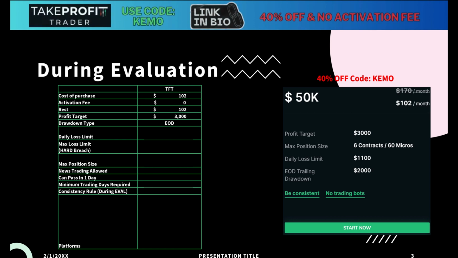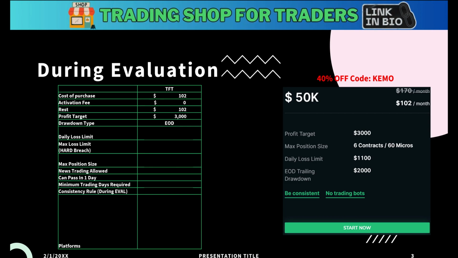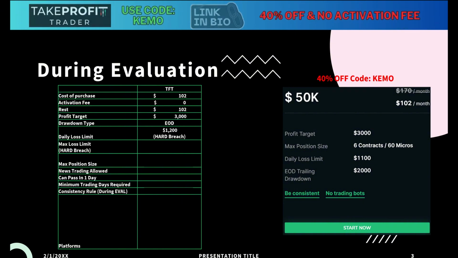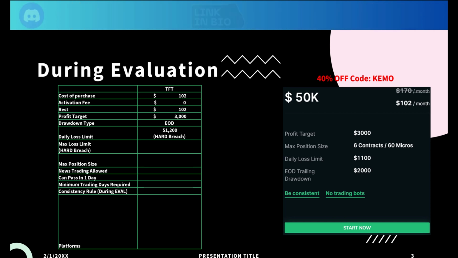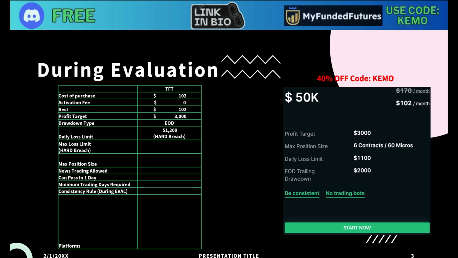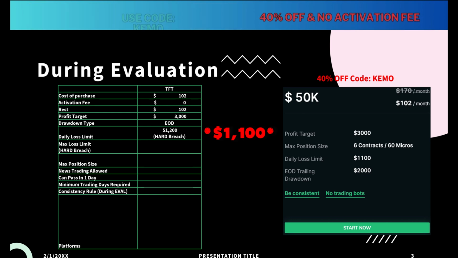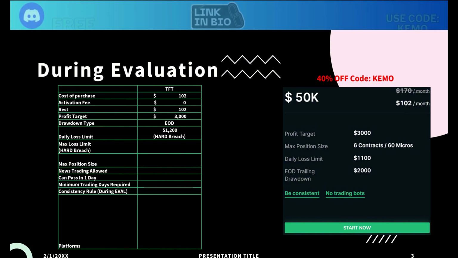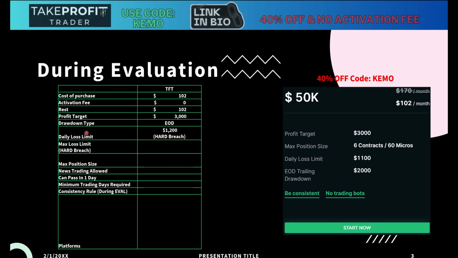And the drawdown type is really good. As with My Funded Futures, it is end of day trailing drawdown, which is calculated at the end of the trading day. The daily loss limit is a little bit different, guys, than My Funded Futures or Topstep. Here, if you hit the daily loss limit for the 50k account, which is $1,200, it's not a soft breach, it will actually blow your account. So if you're purchasing anything from TakeProfit Trader, make sure to not exceed that daily loss limit.